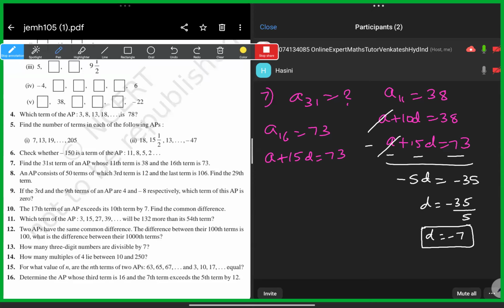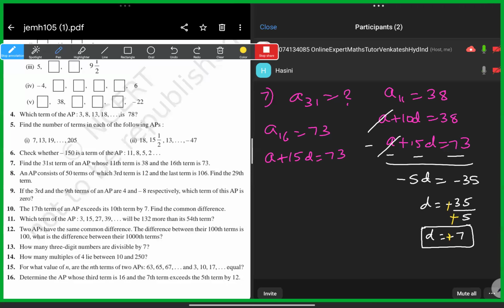Now Hasni, I am keeping D equal to minus 7, both minus signs will get cut. Plus 7. I will complete it. Yes, sir.